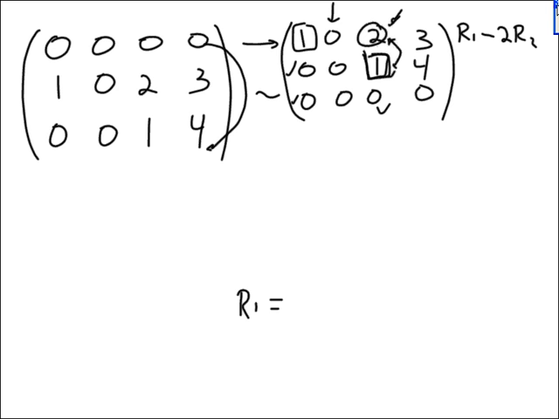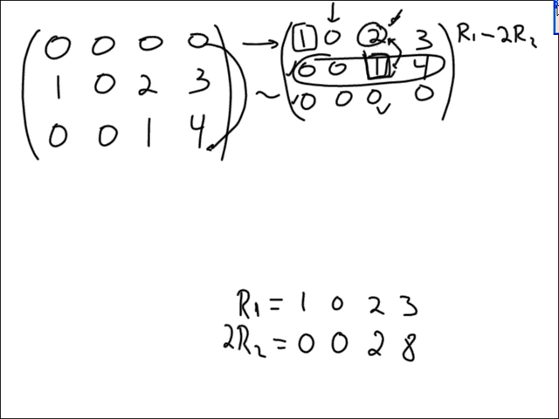Row 1 is 1, 0, 2, 3. 2 times row 2 is 2 times 0, 2 times 0, 2 times 1, 2 times 4. Just multiply every entry in row 2 by 2. And then we subtract. And this will become the new row 1.